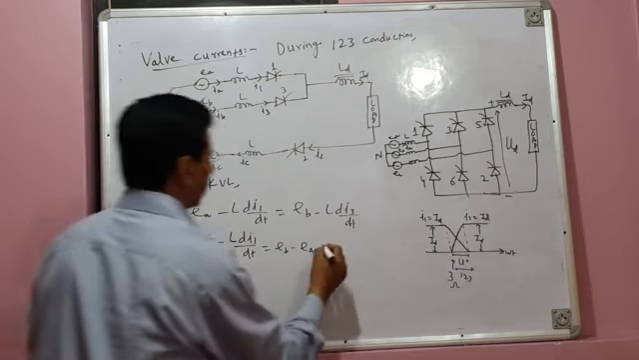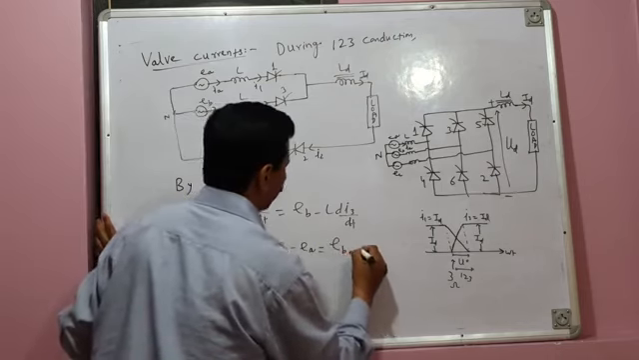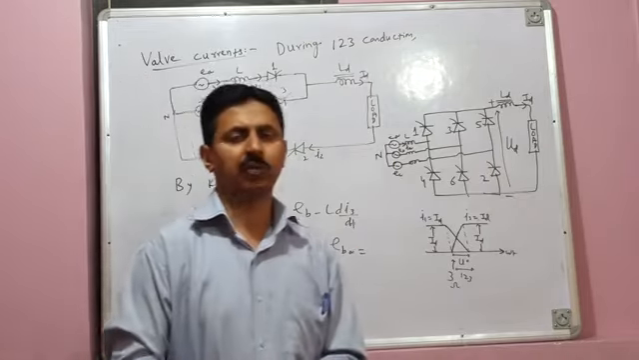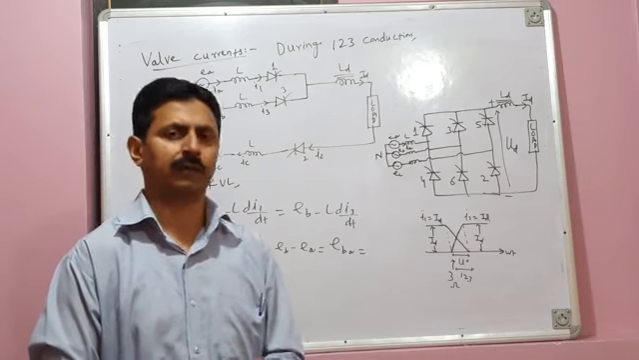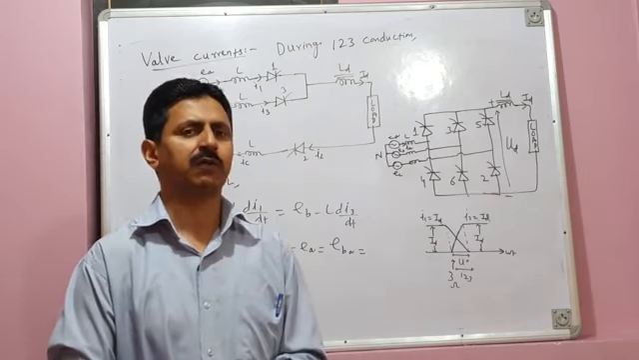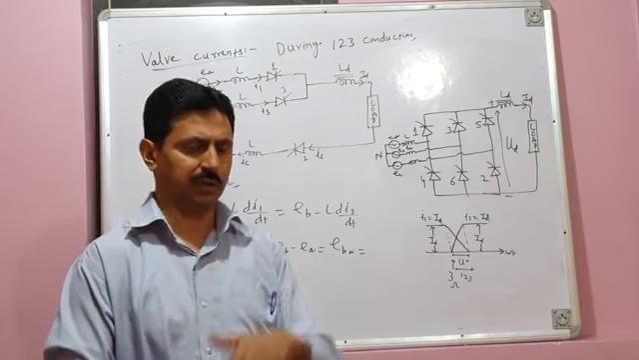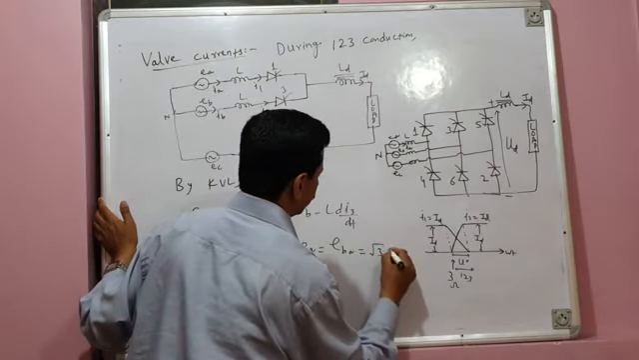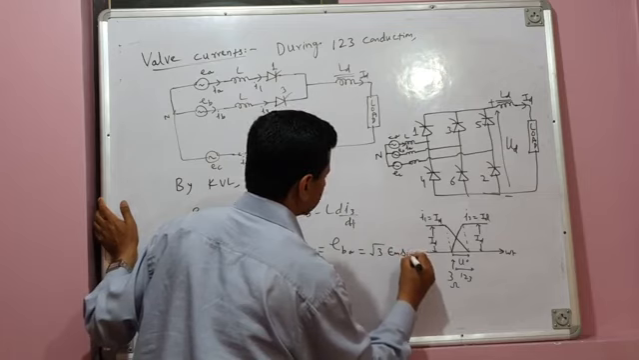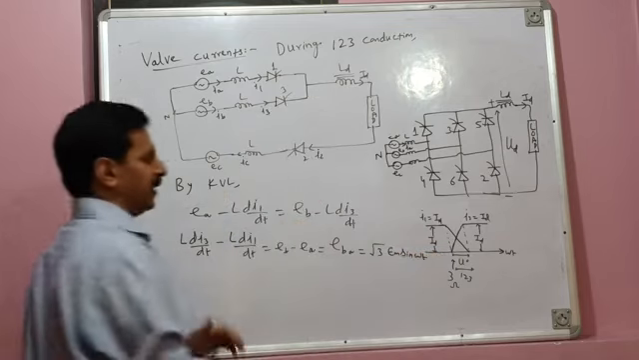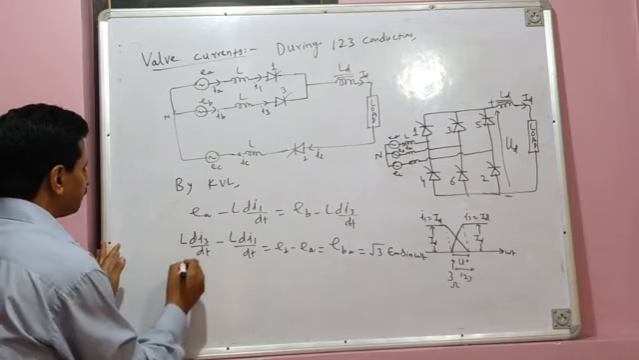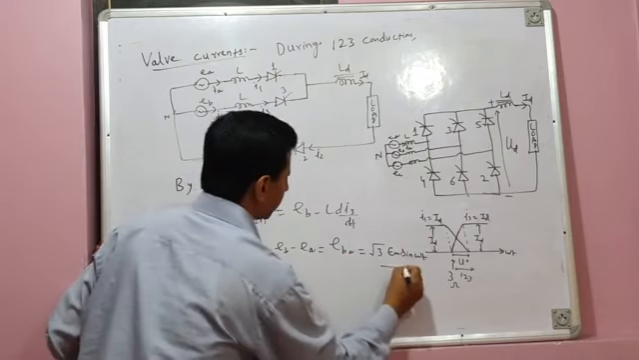What is EB minus EA? It is the line voltage EBA. And what is our line voltage? This EBA is the commutation voltage of valve 3, and we take this commutation voltage as the reference phasor. Its expression is EBA equals root 3 EM sine omega t, because it is the reference phasor. Let us call this equation 1.